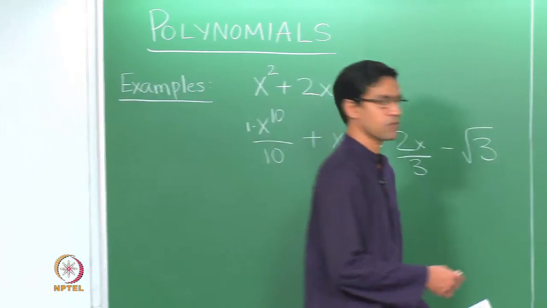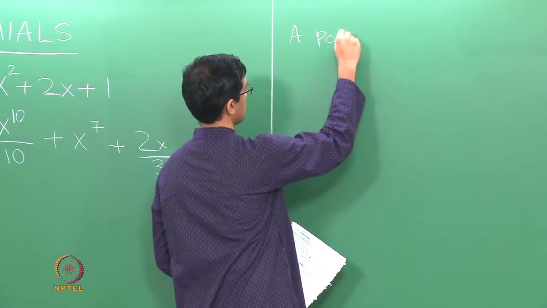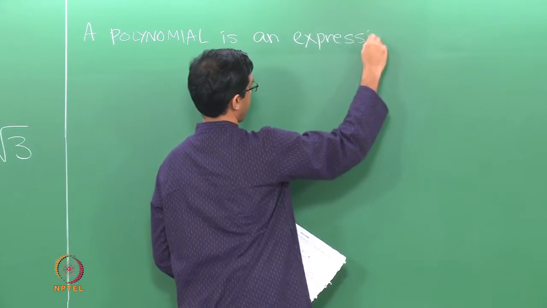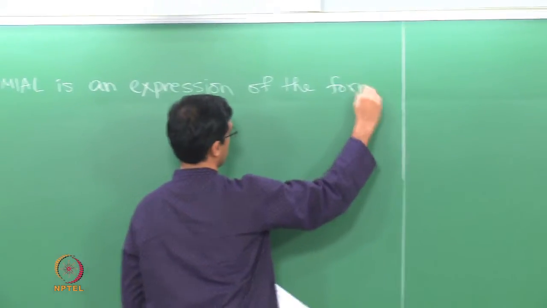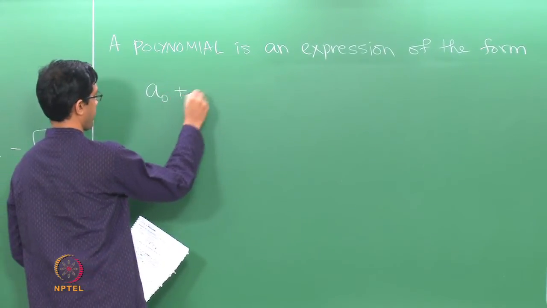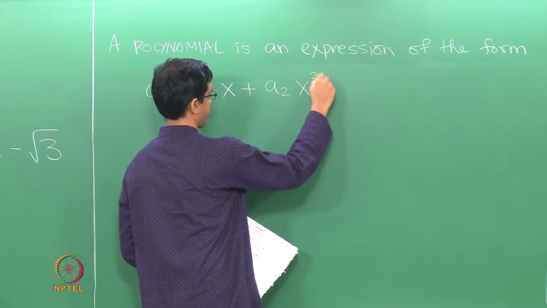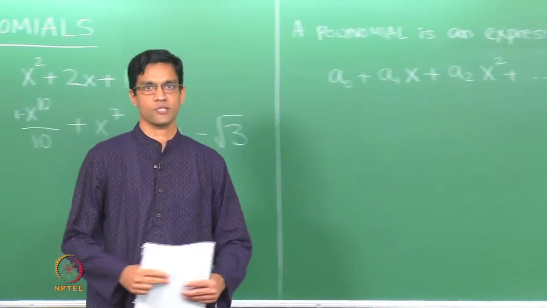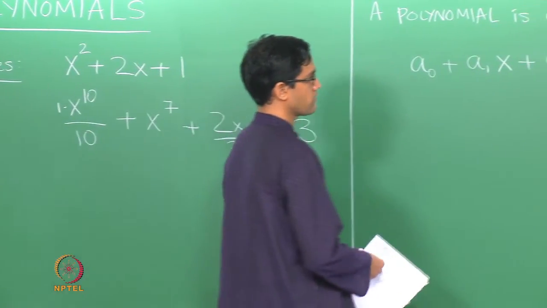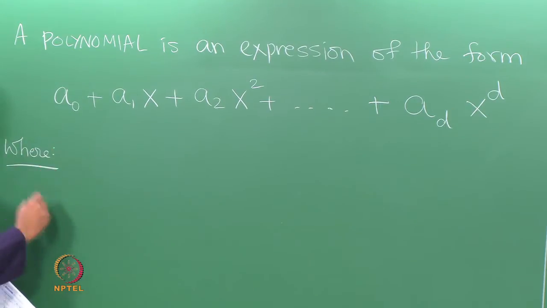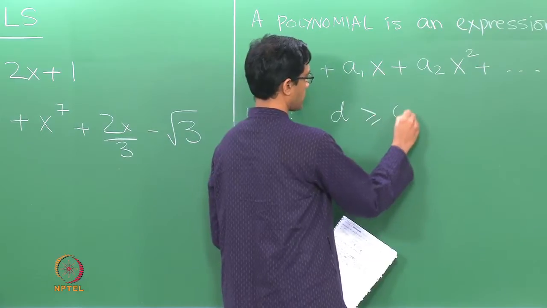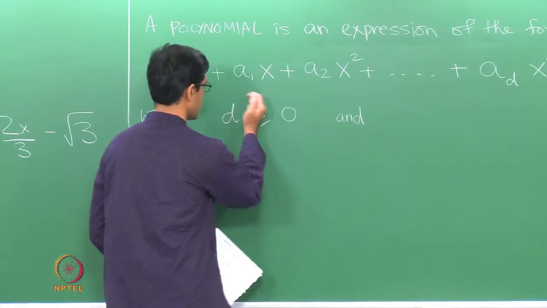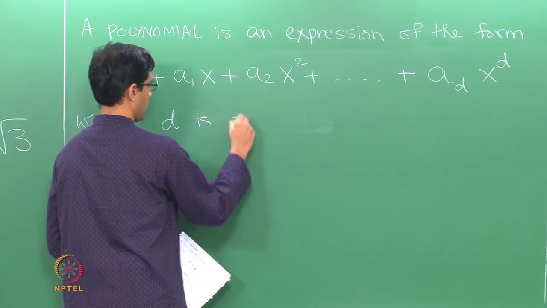So, the general formal definition is that a polynomial is an expression of the form a0 plus a1x plus a2x square and so on till ad x power d, where d is a non-negative integer, that is, greater than or equal to 0.